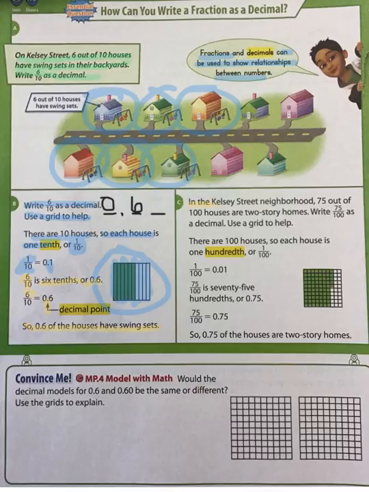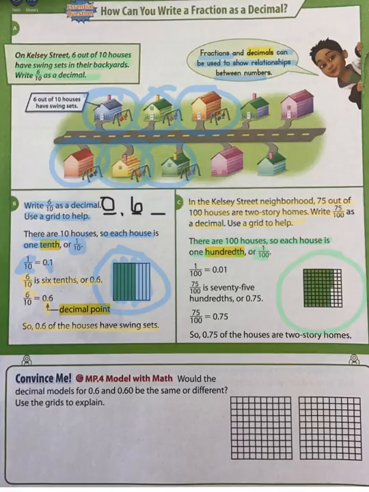In this Kelsey Street neighborhood, 75 out of the 100 houses are 2-story homes. Write 75 out of 100 as a decimal. Use the grid to help. There are 100 houses, so each house is 1/100th, or 1 over 100. So in this grid, we actually have 100 squares.